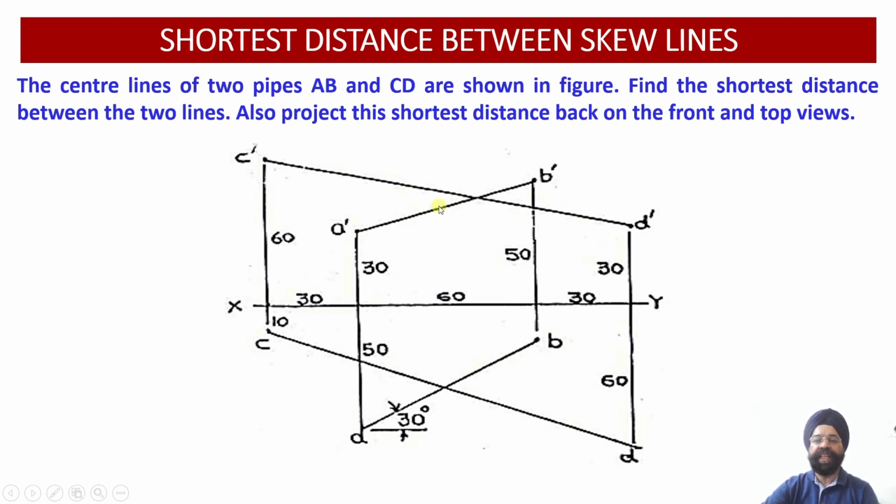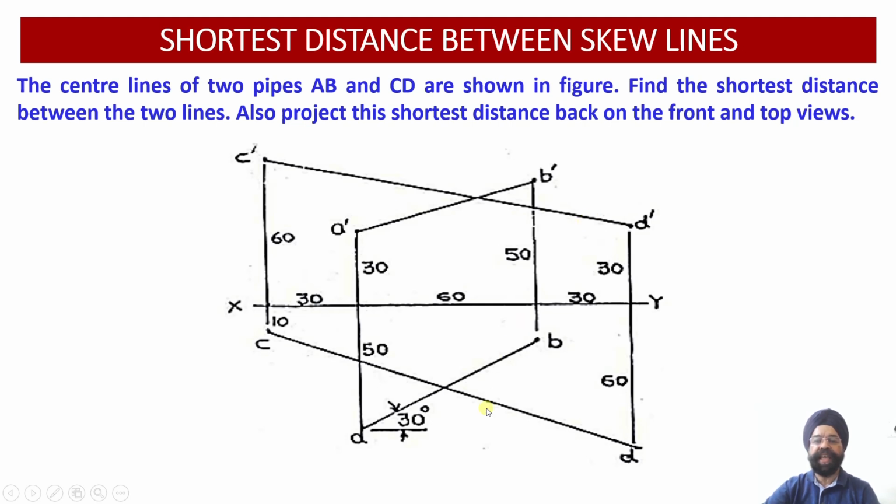Since they are not intersecting, we need to work out if there is a shortest distance between these two lines, how it will be projected in the front view, and how it will be projected in the top view. First of all we need to evaluate the amount of minimum distance, that is, the shortest distance which lies between these two skew lines. So please see once again, AB and CD are two oblique lines. So we don't have the true lengths of these lines appearing in the front or the top view.